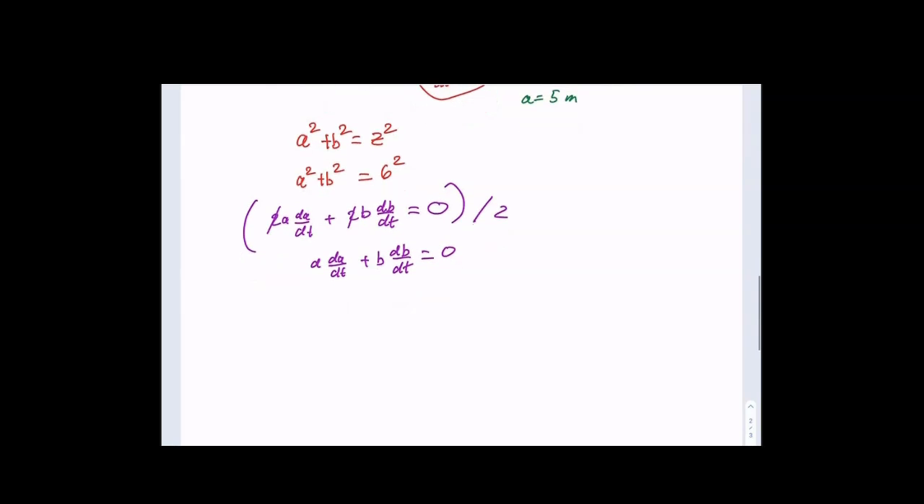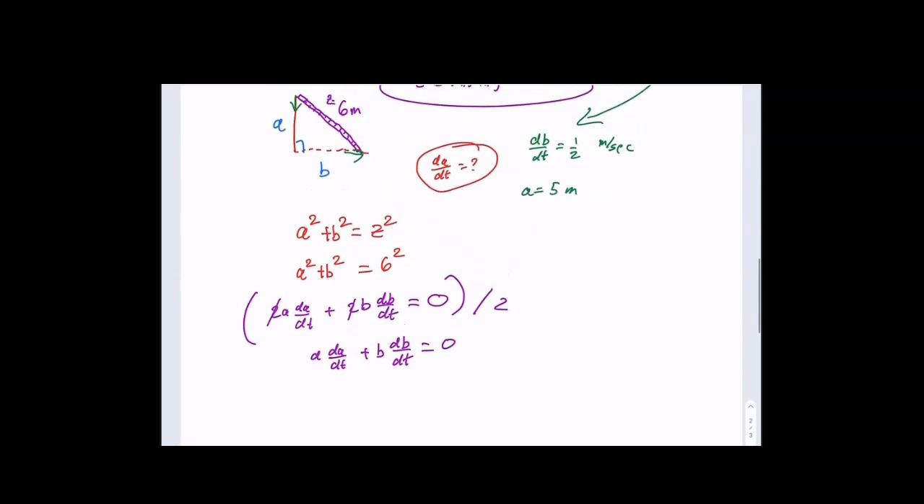All right. I am looking for dA/dt. I know A. I've been given dB/dt, but wait a minute. I still need to know what B is, and none of the information in the problem tells me what B is. What do I do?